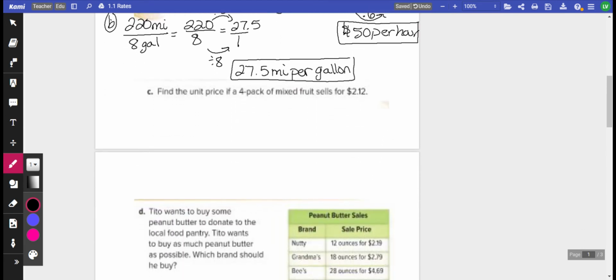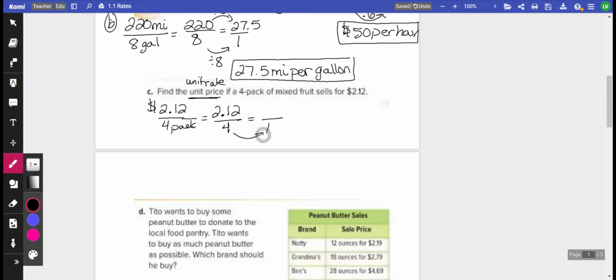Find the unit price if a 4-pack of mixed fruit sells for $2.12. Unit price is the same thing as saying unit rate. So if it's $2.12 for a 4-pack, I want to know how much it is for a 1-pack. So I'm going to rewrite my ratio with just the numbers, and then I'm going to figure out where I have the denominator of 1.